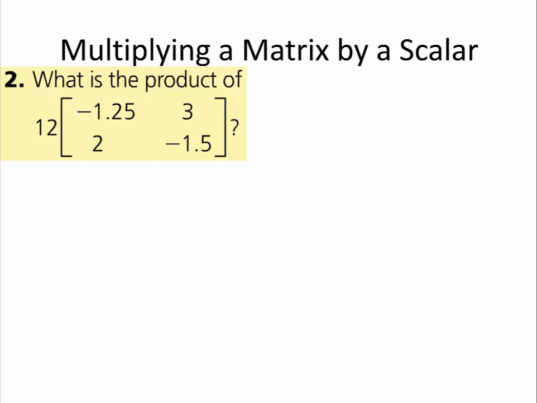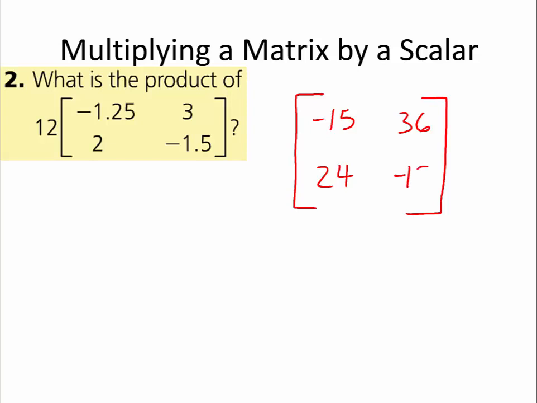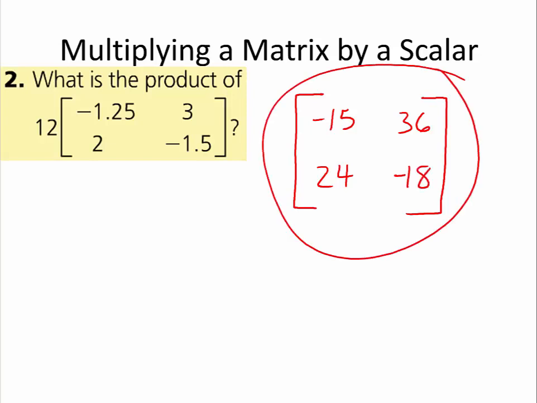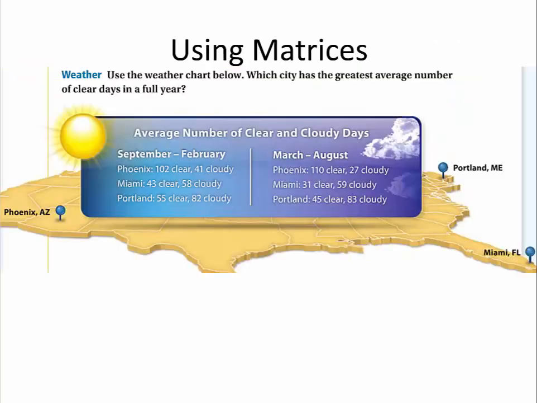All right, go ahead and try this one and see how you do. All right, if you did this one correctly, it is a 2 by 2. And we have 12 times negative 1.25, which is negative 15. 12 times 3 is 36. And 12 times 2 is 24. Then 12 times a negative 1.5 should be a negative 18. And there's your final answer.